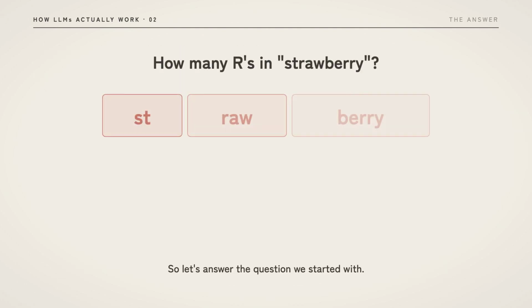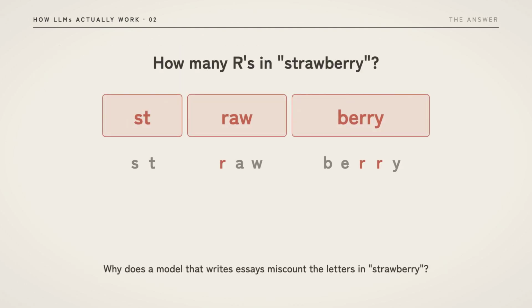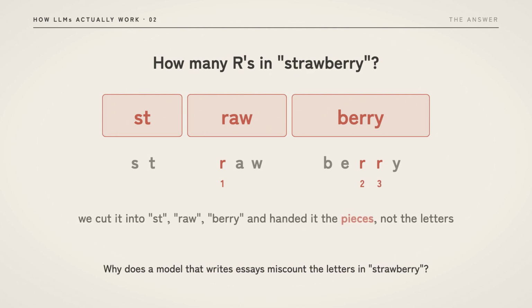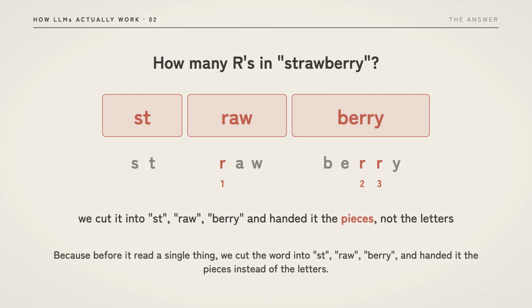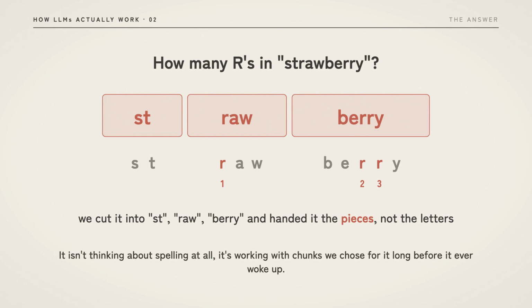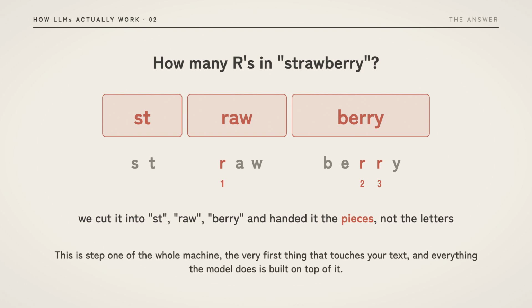So let's answer the question we started with. Why does a model that writes essays miscount the letters in strawberry? Because before it read a single thing, we cut the word into pieces and handed it those pieces instead of the letters. It isn't thinking about spelling at all. It's working with chunks we chose for it long before it ever woke up. This is step 1 of the whole machine. The very first thing that touches your text, and everything the model does is built on top of it.